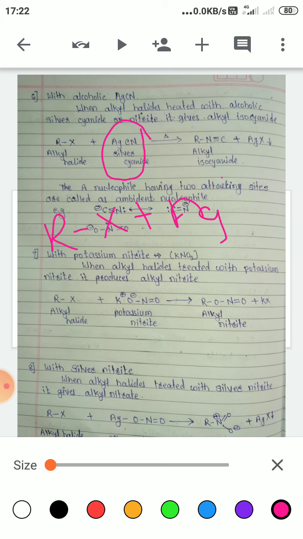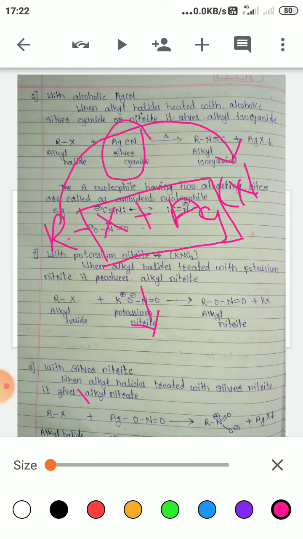AgCN. We can remove silver halide. But this time the alkyl group doesn't form a bond with the carbon atom, it will form a bond with the nitrogen atom, and it gives a product R-N triple bond C.